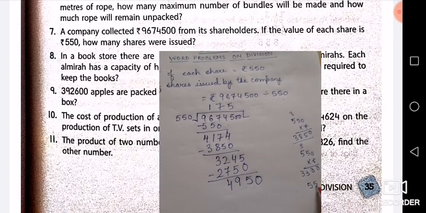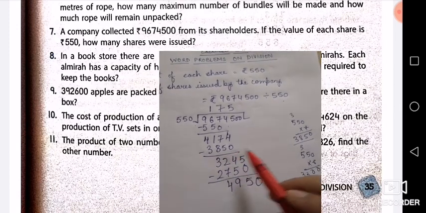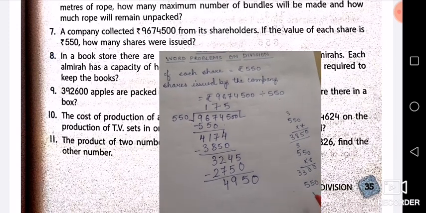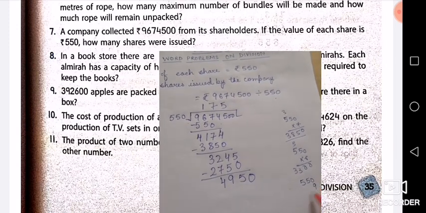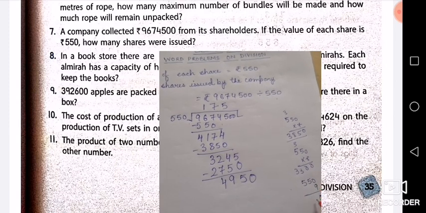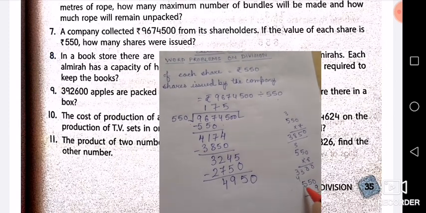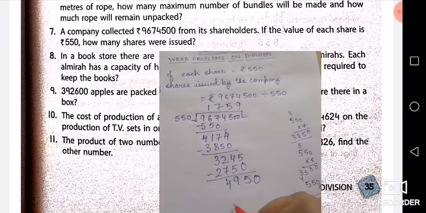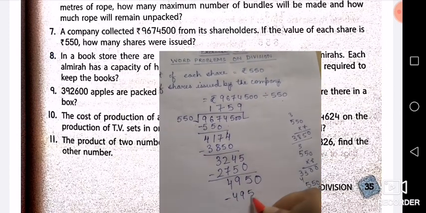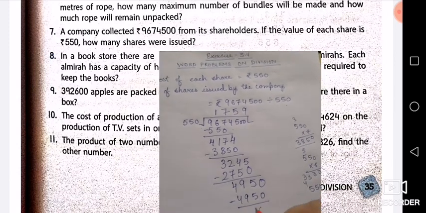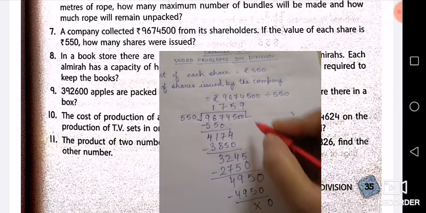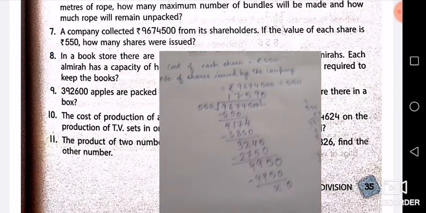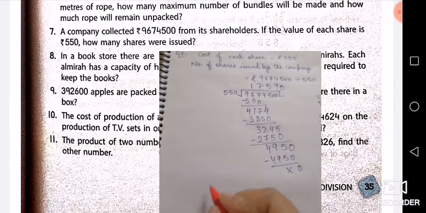See, on 7 times it will be 3850. So most probably it will go on 8 times, or we can do it 9 times also. 9 zeros are 0, 9 fives are 45, 4 nines are 45, 49. So it will go on 9 times. That will be 4950. Nothing will be left. Now the last 0 was left, that we will put it here. Now these many shares have been issued by the company.